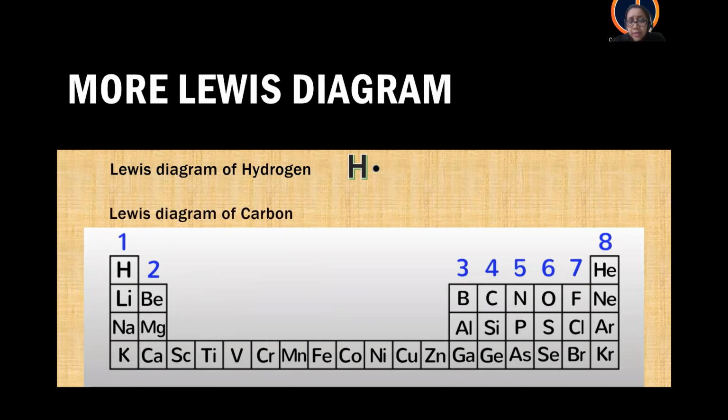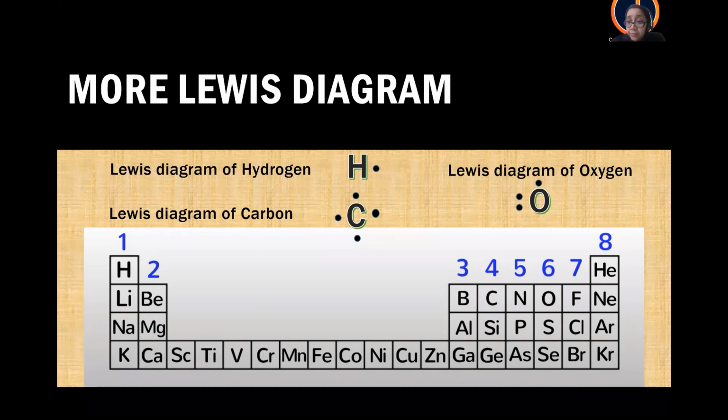Similarly, for the Lewis diagram of carbon, you can identify carbon here. Carbon has 4 valence electrons, right? So we can write the symbol of carbon and simply write 4 dots as the 4 valence electrons around it. Similarly, for the Lewis diagram of oxygen, you can identify oxygen right here, and it has 6 valence electrons, right? So we can write the symbol of oxygen and write the 6 valence electrons in the form of dots.